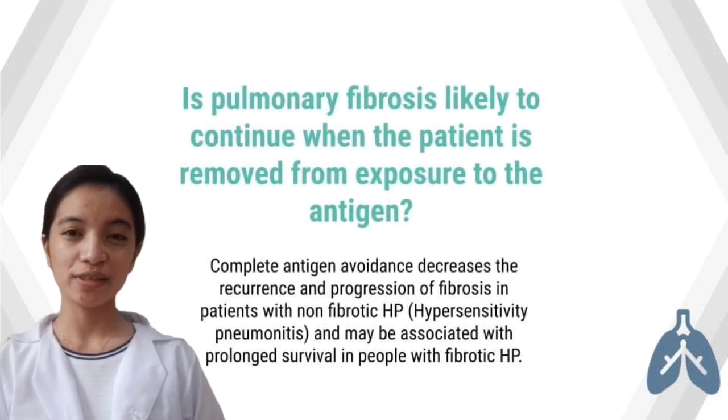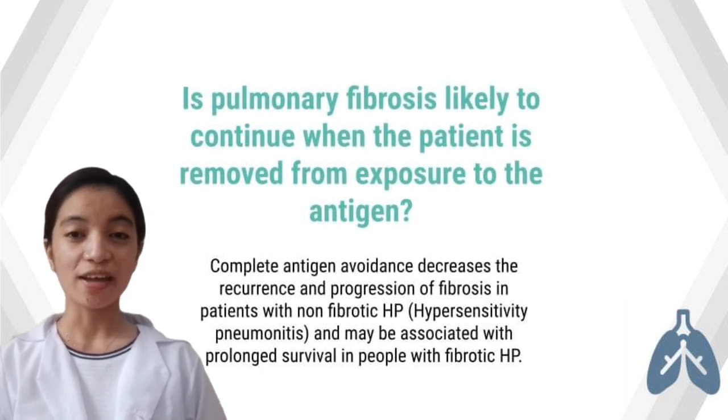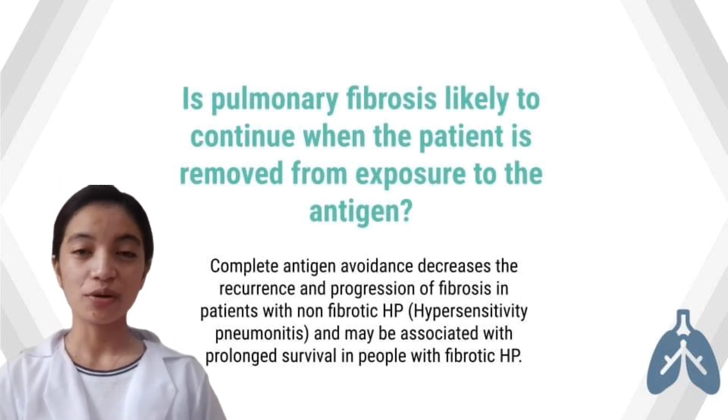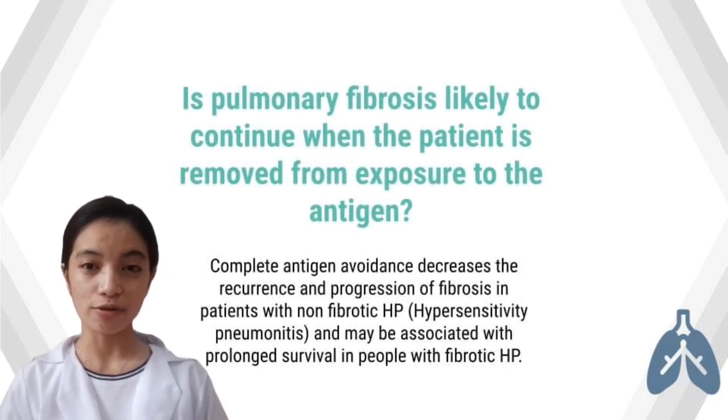According to research, complete antigen avoidance decreases the recurrence and progression of fibrosis in patients with non-fibrotic HP, or hypersensitivity pneumonitis, and may be associated with prolonged survival in people with fibrotic HP. Removing the antigen and treating the inflammatory process are essential in the progression of the disease, since chronic persistent inflammation appears to be one of the processes for lung fibrotic remodeling. Identification and full antigen avoidance are the basis of treatment. Patients should be strongly encouraged to avoid further exposure.